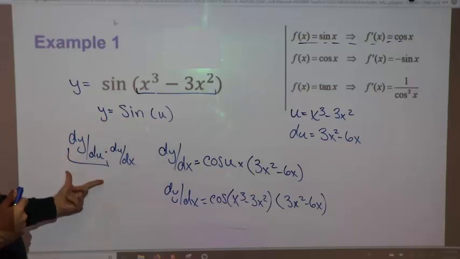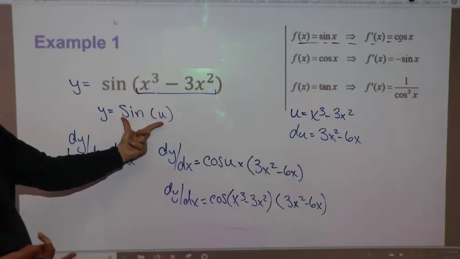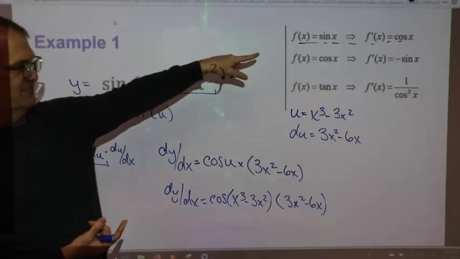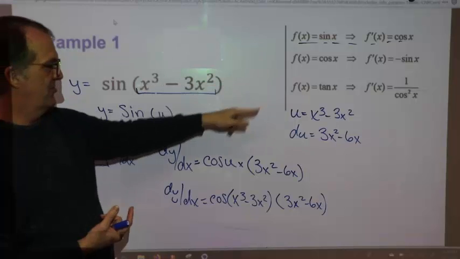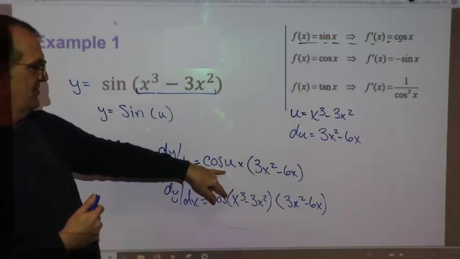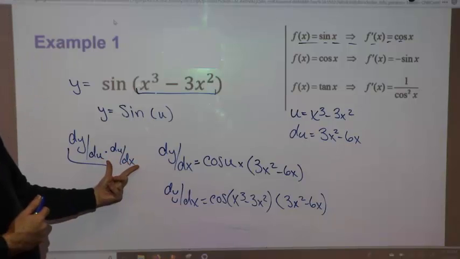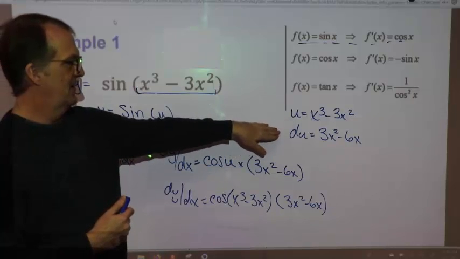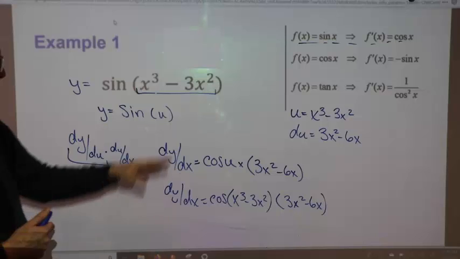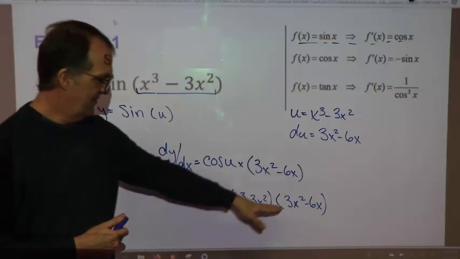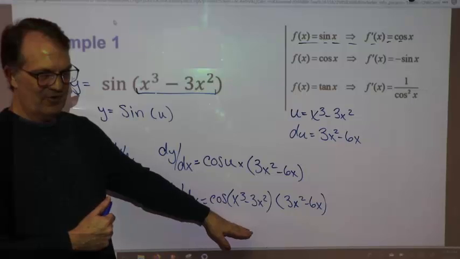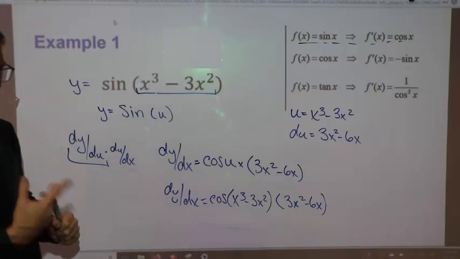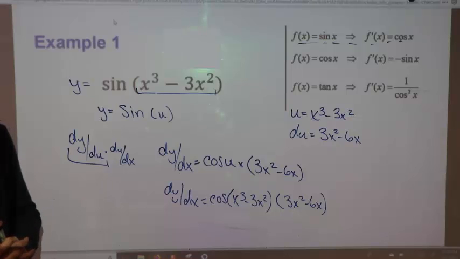And so my chain rule says take the derivative of the big function, sine of u. The formula booklet tells me the derivative is cosine, so I change it to cosine of u. Multiply it with the derivative of the interior function, so the derivative of u, 3x squared minus 6x. Put those together. I can't simplify the answer any more than what I've done, so we're finished. Are there any questions about what I've just said?